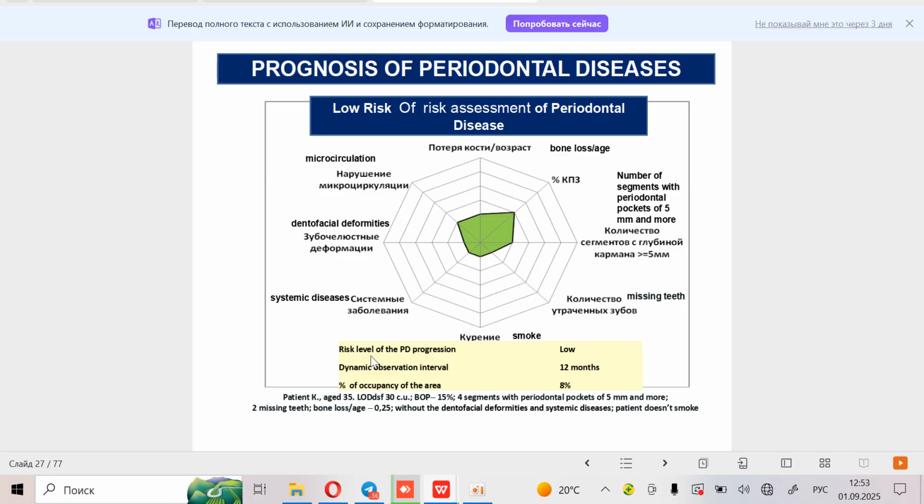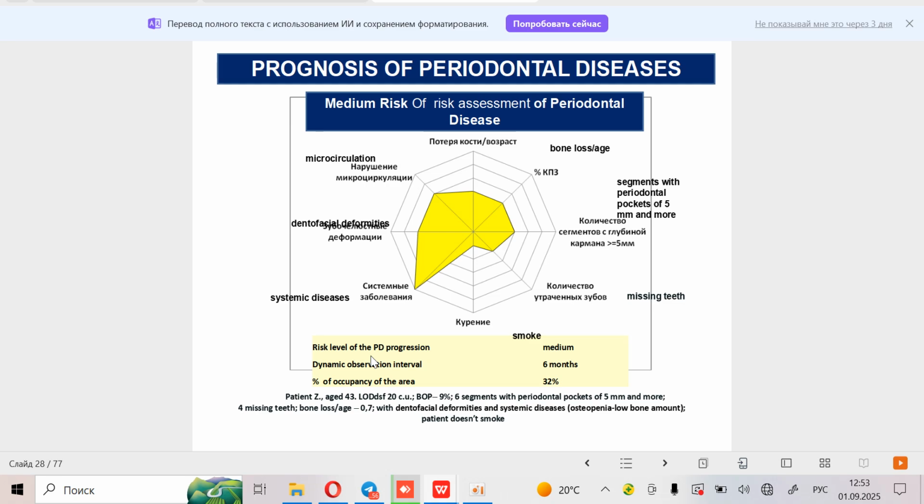This patient has prognosis criteria such as 4 segments with periodontal pockets of 5 mm and more, 2 missing teeth, and alveolar bone loss to age ratio of 0.25. This patient is without dental facial deformation or malocclusion and without systemic diseases. The patient doesn't smoke. This patient has a low, green level of risk assessment.